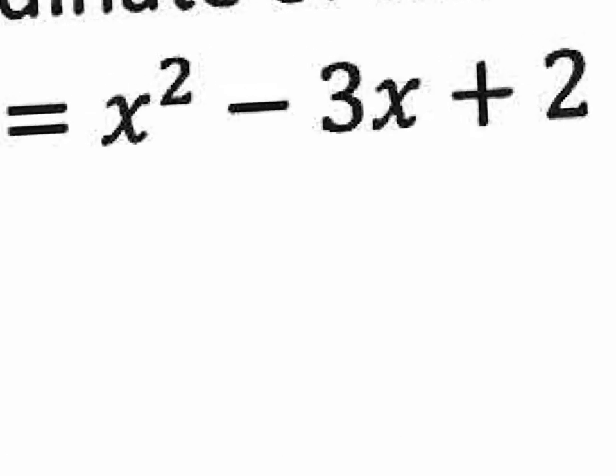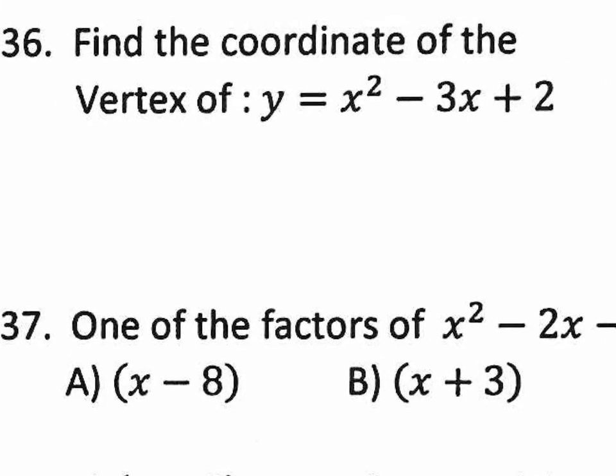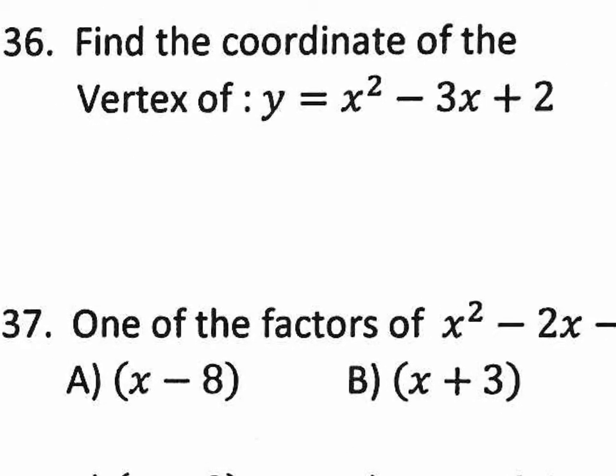It says find the vertex of this quadratic trinomial. It's definitely not in vertex form. I can't even change it to vertex form by putting parentheses around the x because there's another x over here. So I need to find the vertex using the vertex formula, x equals negative b over 2 times a.